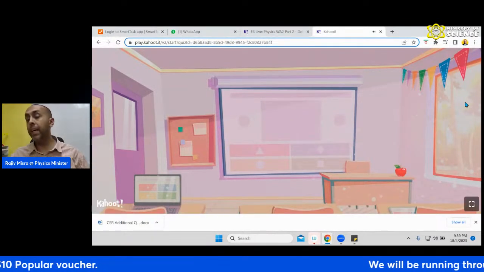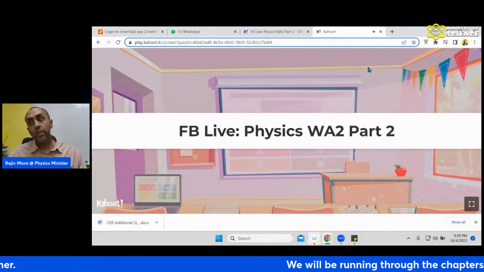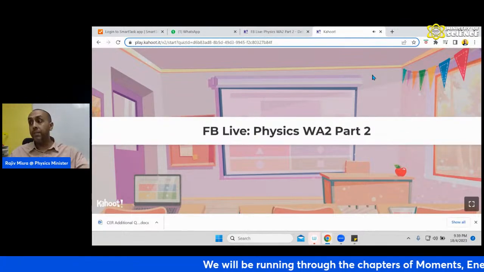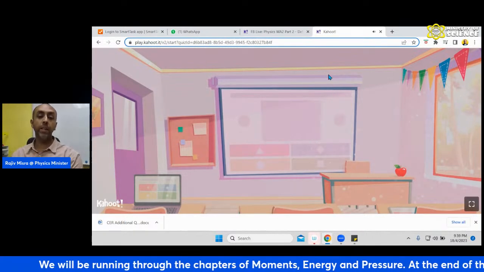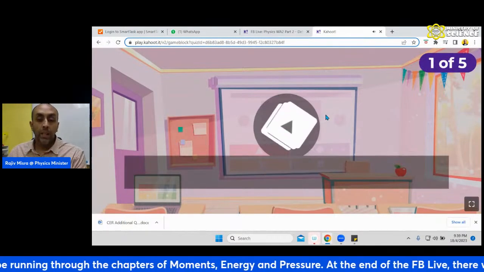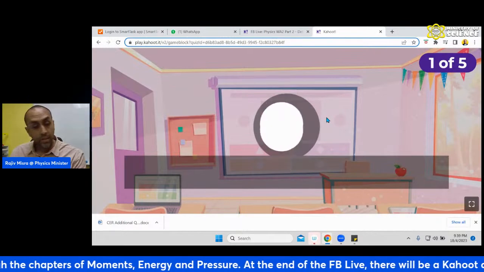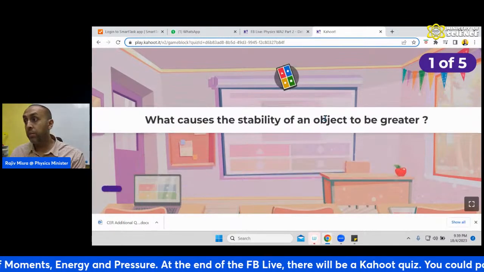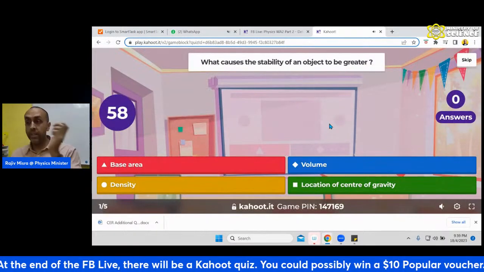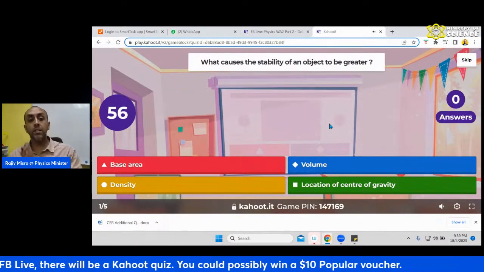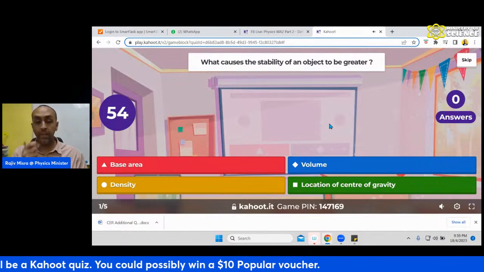So let's begin. Now, for the first question, Facebook Live Physics WA2 Part 2. The first question that we'll be talking about is the multi-select. So there are possibilities for two options. What causes the stability of an object to be greater? What do you all think causes the stability of an object to be greater?